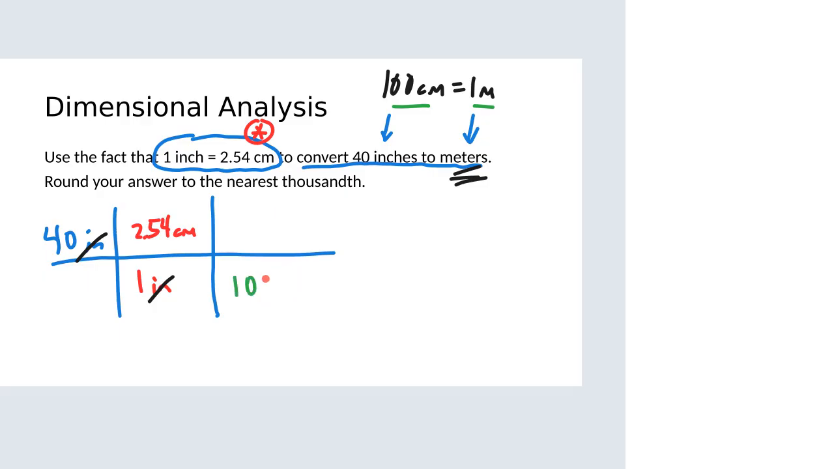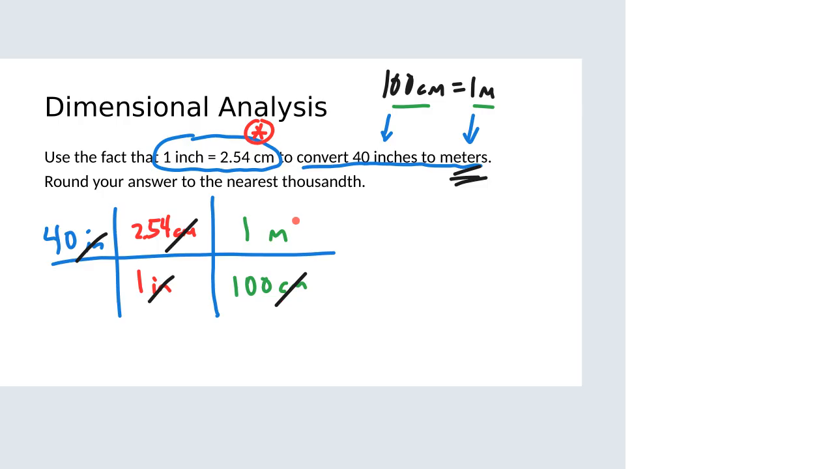Okay, so I put my 100 centimeters on the bottom and my 1 meter on the top. Again, it's not a guess. It's not, I hope I put it in the right place. It's, I have centimeters on top that I want to cancel. So the centimeters in my unit fraction need to go on the bottom. And now I can look at this and see, hey, the units that I have left are meters. I was trying to get to meters. So I'm done. I don't need any more steps.